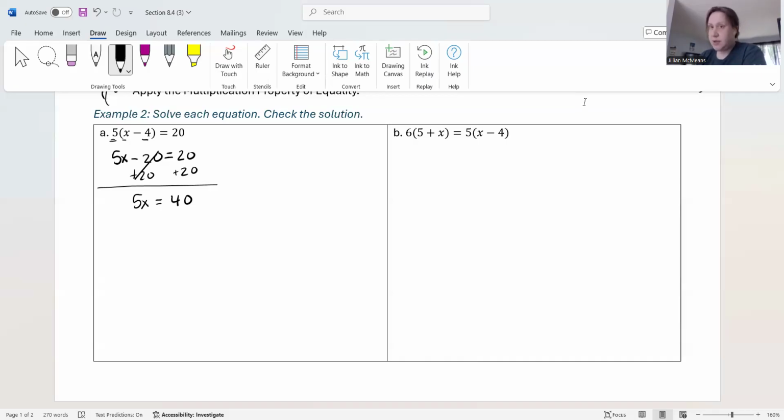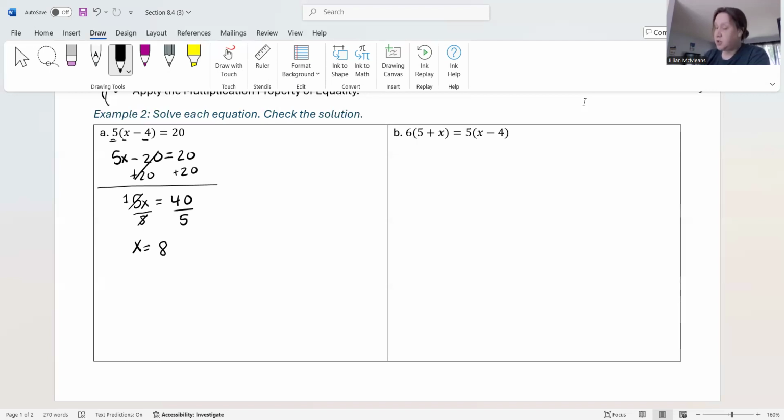So I need to undo, again, remember, heart and soul of this is undo what's happened to the variable. I need to undo multiplication of 5 and x. And in math, we undo multiplication with division. So I'm going to divide both sides of this equation by 5. On the left, 5 divided by 5 is just 1. So I'm left with just 1 times x, which is x. And then 40 divided by 5 is 8.